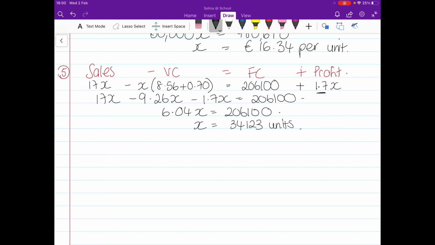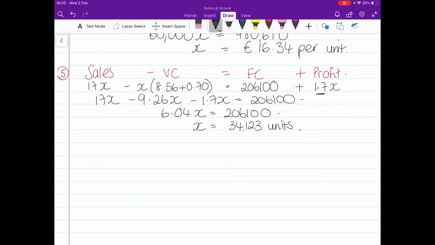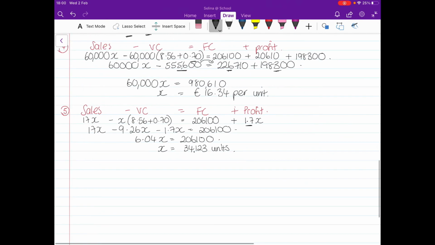Again, if you're getting a decimal there, you need to round to the nearest full unit. So the amount of units that they would have to sell at €17 per unit to end up with a profit of 1.70 for each unit is 34,123 units. And that's how you do the calculations on that.